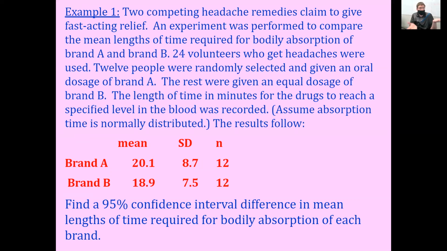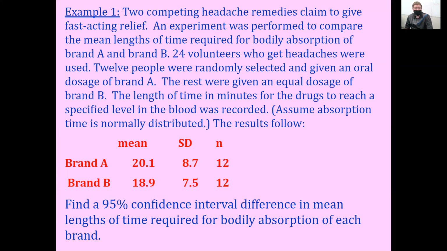So you guys can see they're running an experiment with 2 samples. They want to know the difference between the two. They don't want to know what A's is by itself, and they don't want to know what B's is by itself. Which one's better? 24 volunteers who get headaches were used. 12 people were randomly selected and given an oral dosage of brand A, and the rest were given an equal dosage of brand B. Length of time in minutes for the drugs to reach a specified level in the blood is recorded.